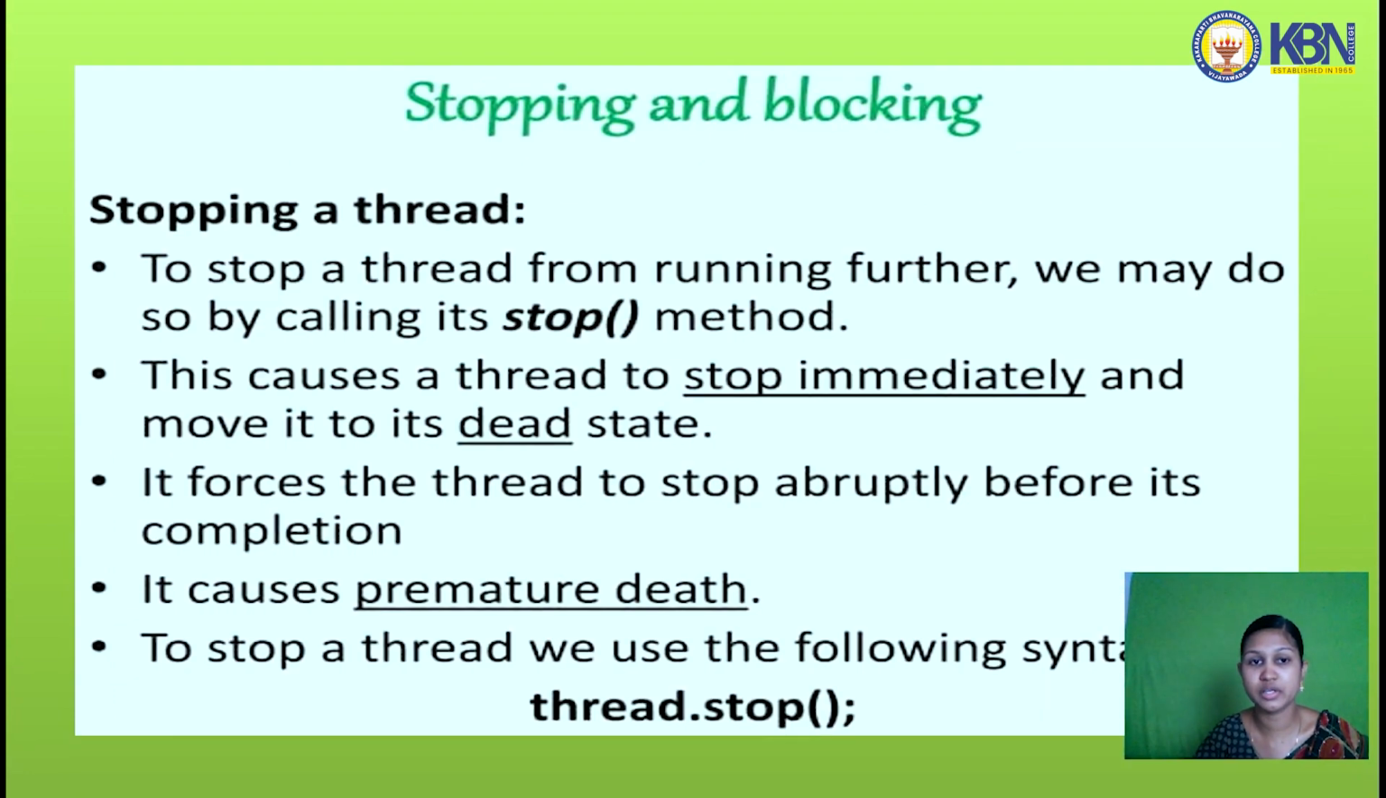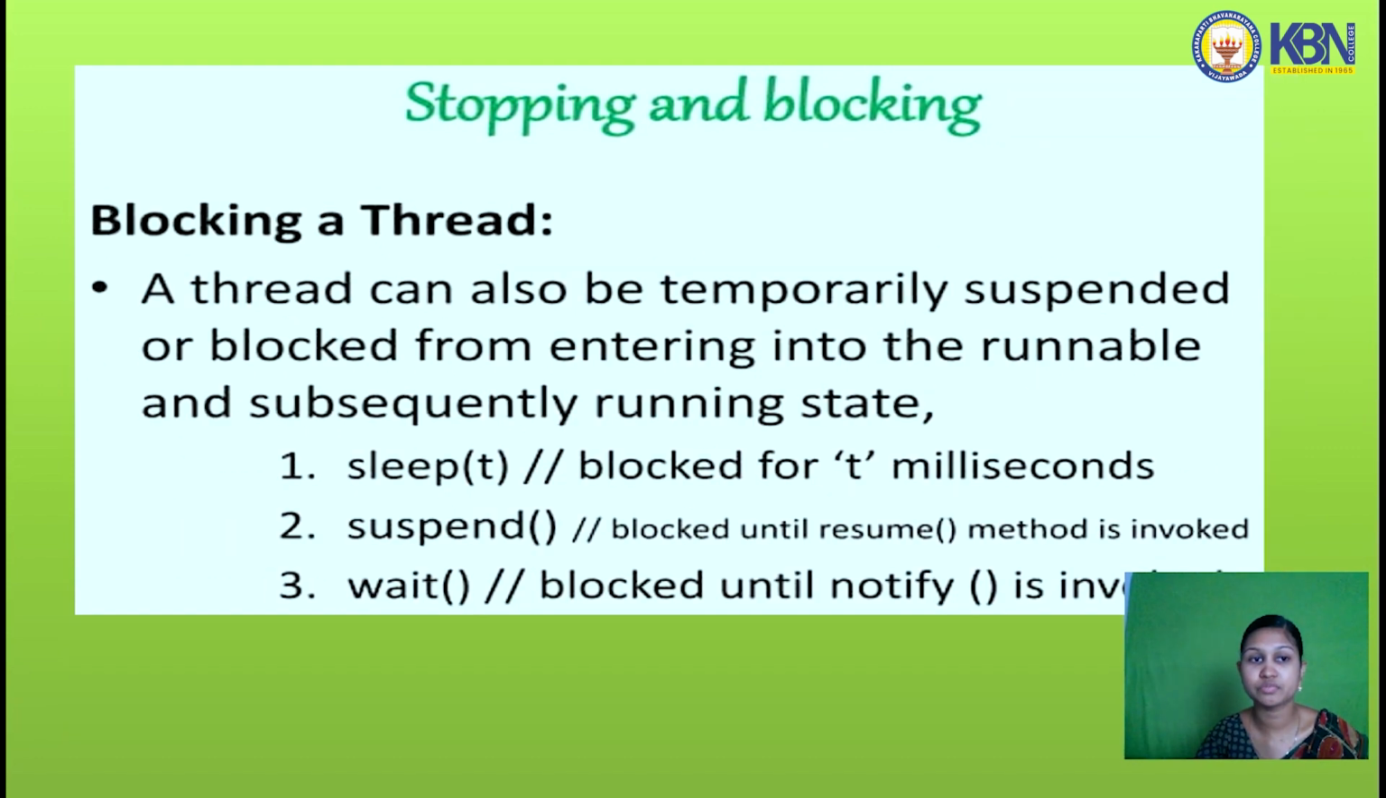How to stop a thread? By using the stop method, you can stop a thread. The thread is caused to stop completely and moves to its dead state. If in any case you stop that method, it will go to the dead state. It forces the thread to stop before its completion. And to stop a thread, you can use the following syntax: thread dot stop method.